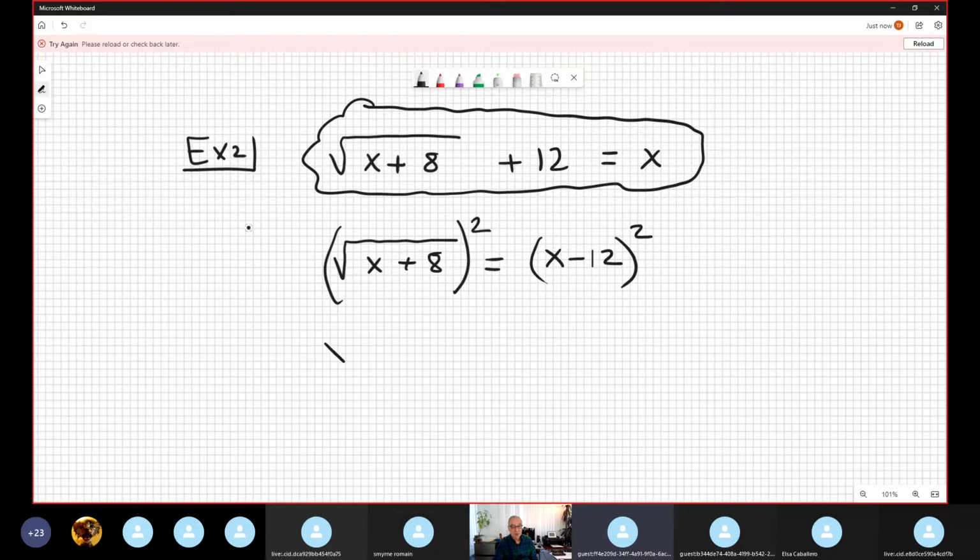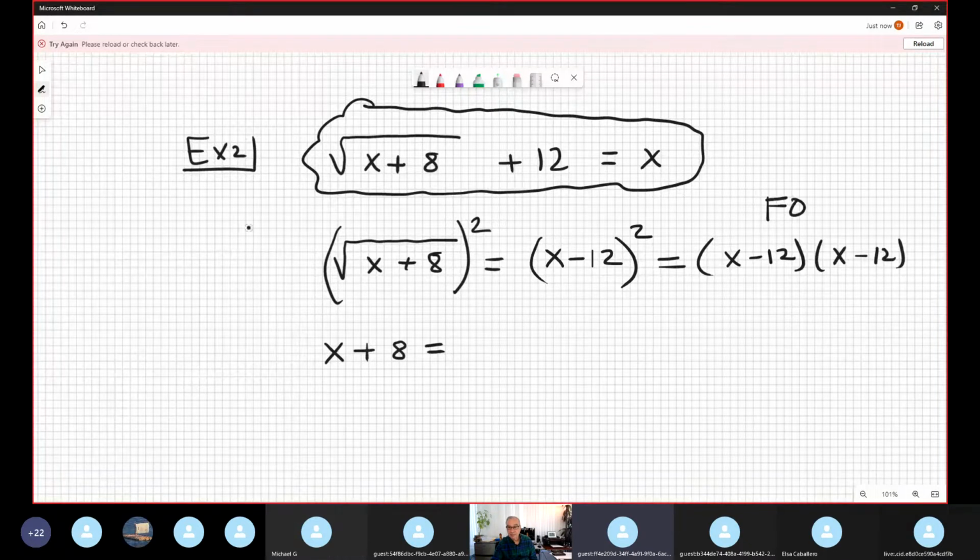Okay, entonces now the radical disappears. This was my intention. Now, in the right-hand side, we have x minus 12 times itself. And you, why not FOIL? Because of the multiplication of binomials.